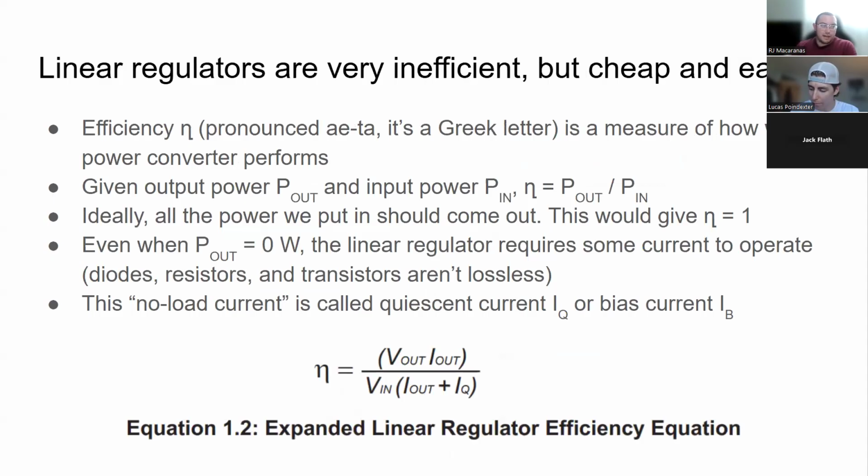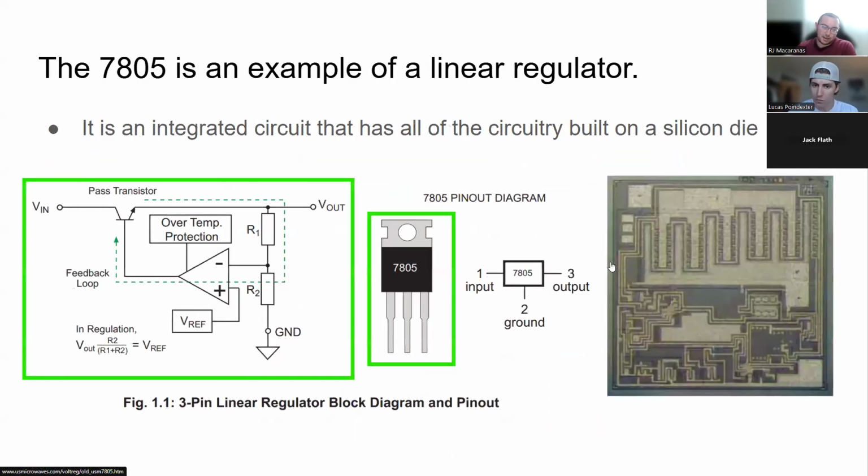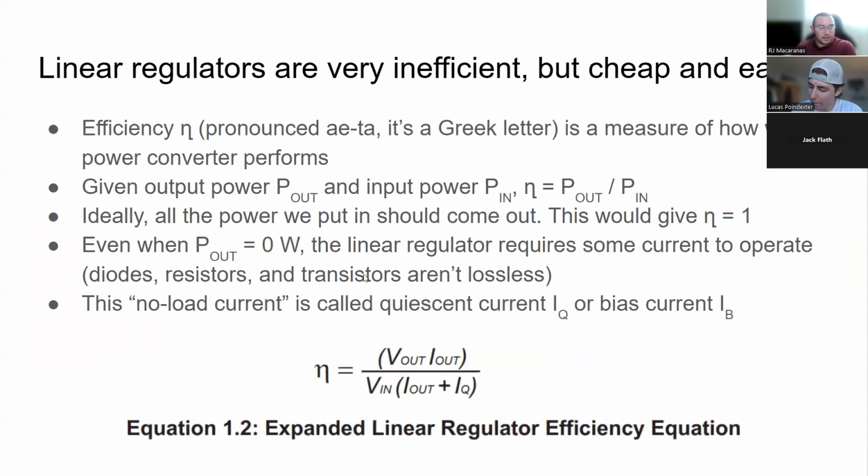So the one caveat we have with linear regulators is that they're very inefficient. But like I said, they're cheap and they're relatively easy to use, right? They just come in this 3-pin little package and you can just connect it to whatever circuit you need. And so there's a thing to be said about efficiency, right?